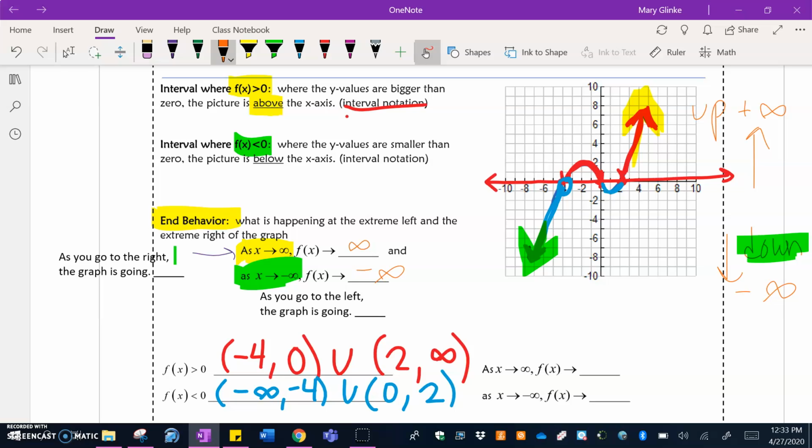Again, I'm going to recopy this down here one more time. As you go to the right, my graph was going up towards positive infinity. As I went to the left, my graph went down towards negative infinity.